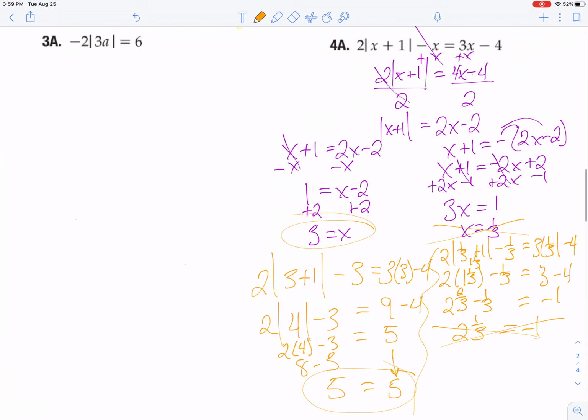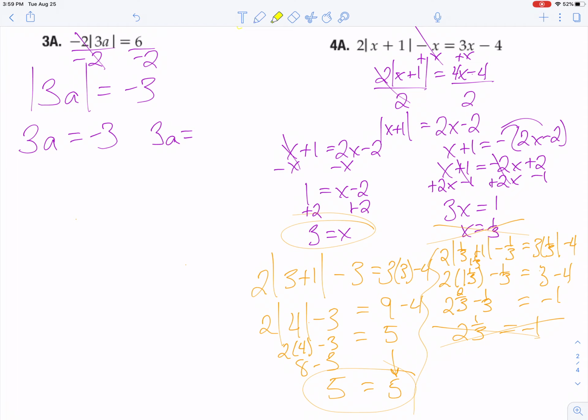I want to come back to 3a here and check this one out. Like I said, I want you to get the absolute value bars by themselves first. So what I'm going to do is divide by negative 2, so that I have the absolute value of 3a equaling negative 3. So my first equation is 3a equals negative 3. And my second one is 3a equals, wait a minute, I said the second time you should make it negative. It's already negative. What I need you to do is stop for a minute and think.